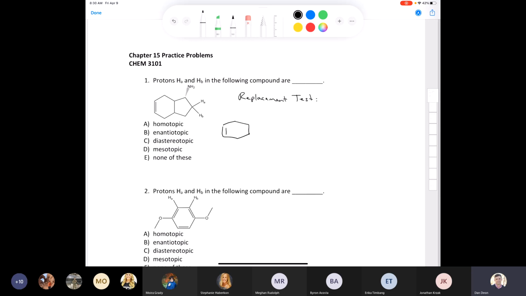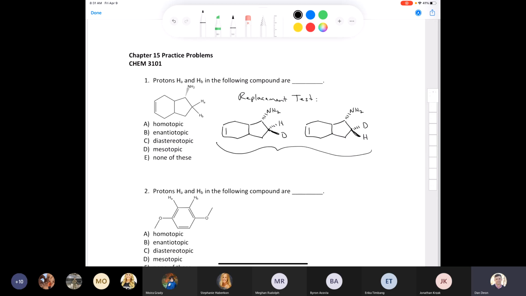So if I just start by drawing the skeleton of the molecule, I'll try to draw it a little prettier than that. Here we go. That's better. So if I draw the skeleton like this, and then I do the replacement test, if I have a hydrogen here, and if I replace it with the deuterium, the other hydrogen, and then I look at replacing the other hydrogen, or swapping them, so to speak, what do I end up with?